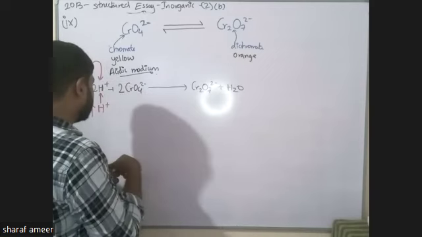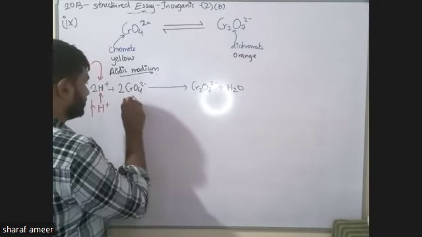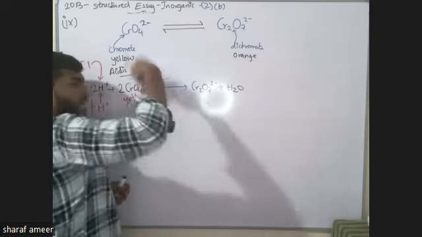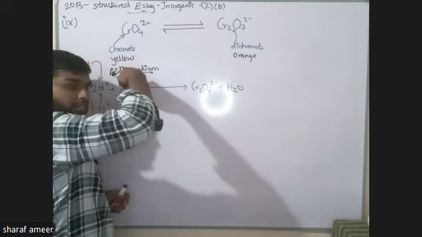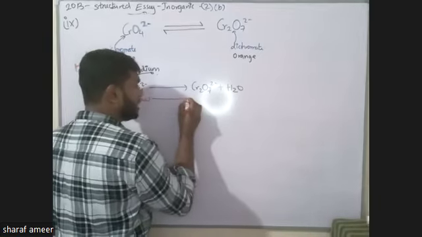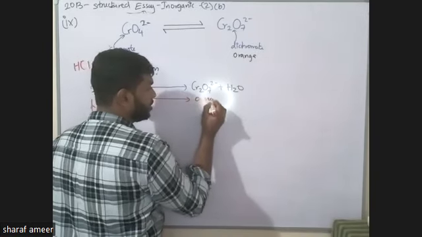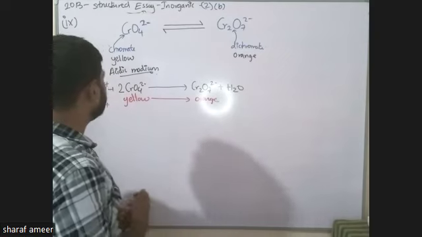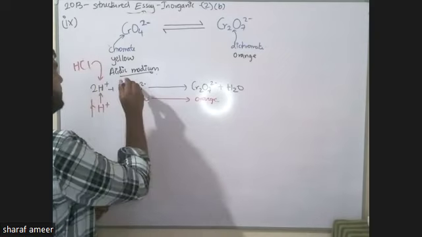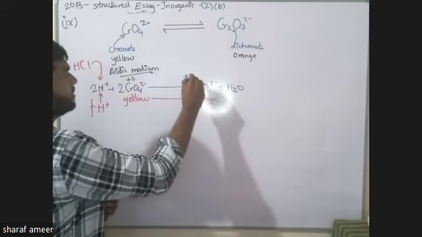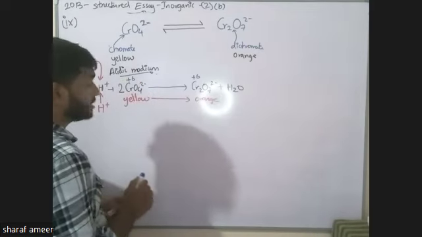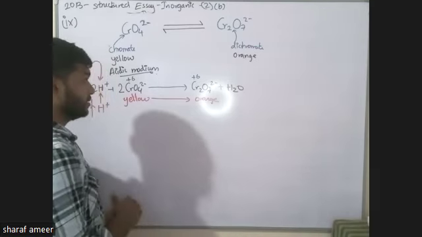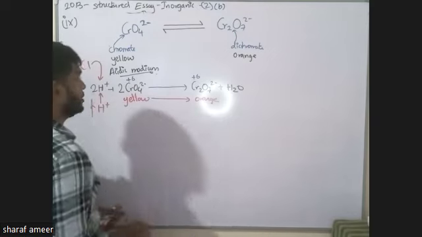So this one's initial color was yellow, but once you add H plus to the solution, this yellow color solution turns finally to orange color. If you find the oxidation state change, the oxidation states are going to be the same. Here it is plus 6, and this is also plus 6. There's not going to be a change, but the color change will be observed. It turns yellow to orange.